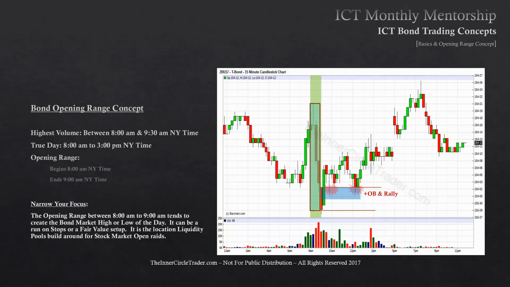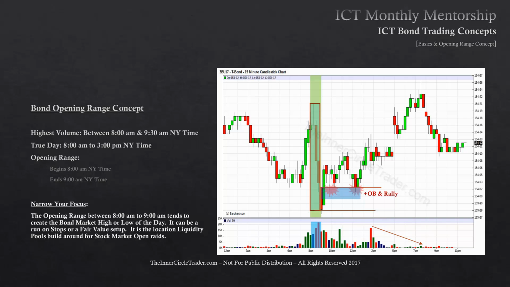This is a bullish order block. We expect a rally. And notice the largest volume was seen again between 8 a.m. and 9 a.m. New York time. And price moves up to run into the 154.26 level.